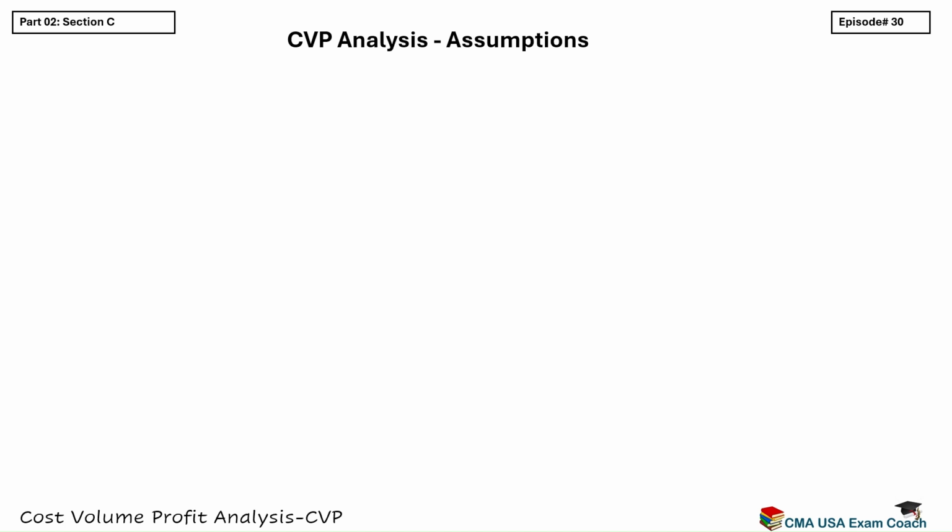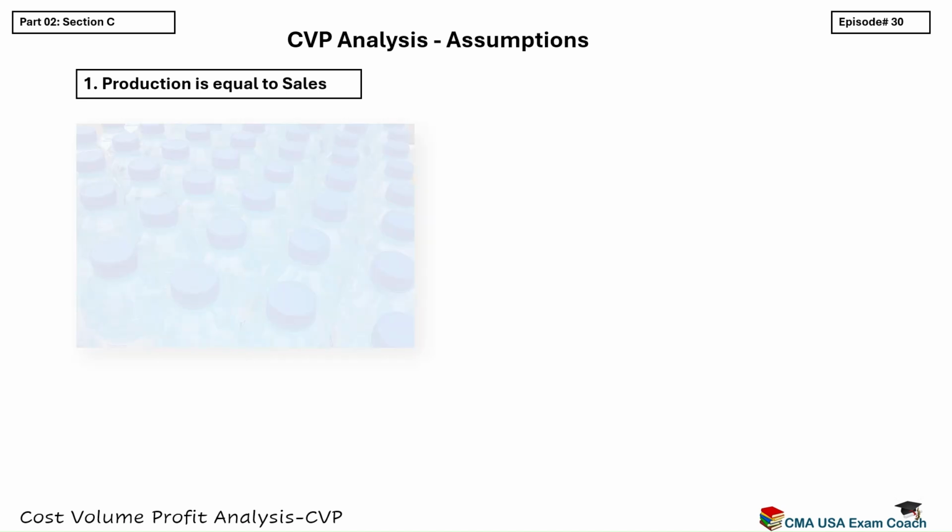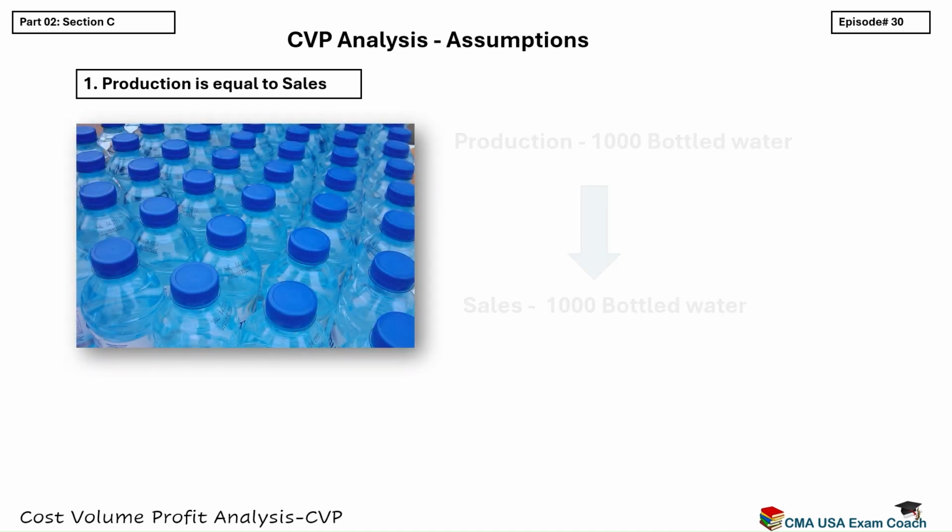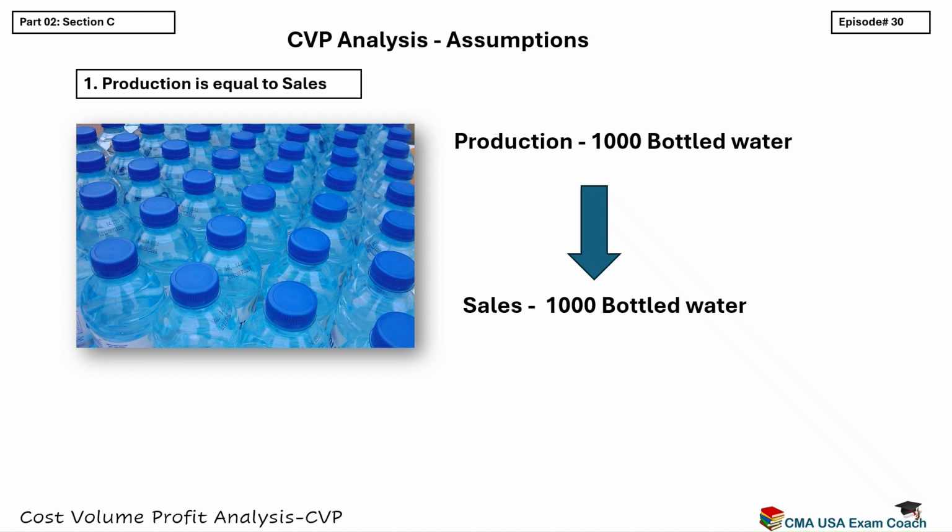Assumption number 1. Production is equal to sales. What does this mean? This assumption tells us that the number of units produced is exactly the same as the number of units sold. In other words, there is no change in inventory levels. The company does not hold any finished goods in stock at the end of the period, and it also doesn't begin with any opening inventory.